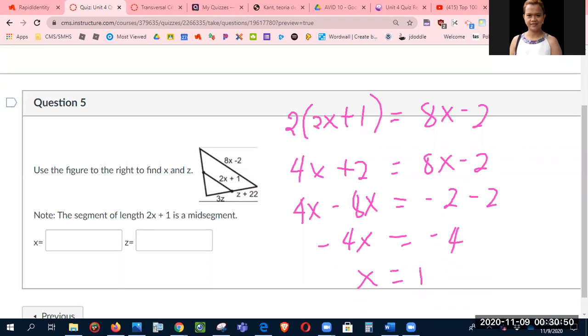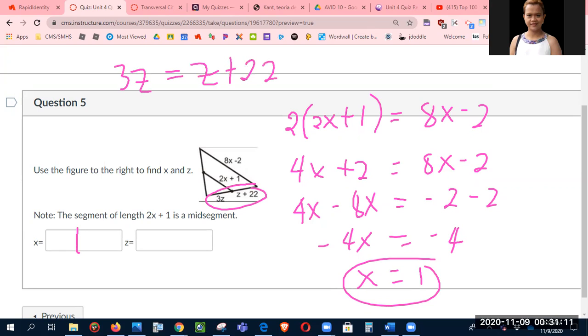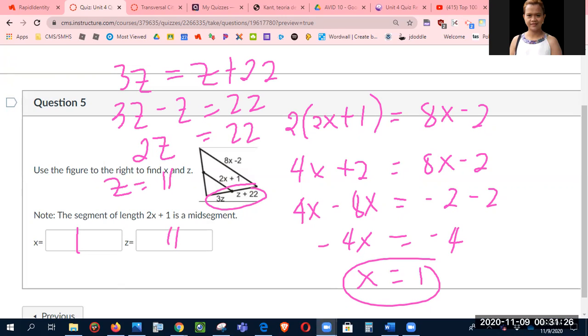So x is 1. Now, these two sides are congruent. Therefore, 3z equals z plus 22. So 3z minus z equals 22. That becomes 2z equals 22, where z is equal to 11. So this is 11. There you go.